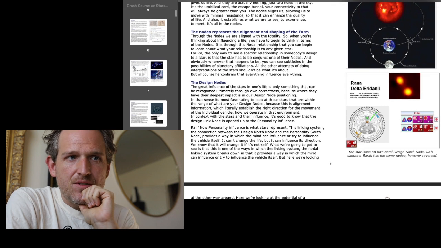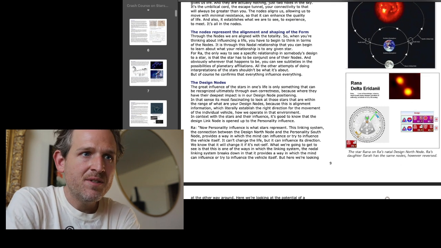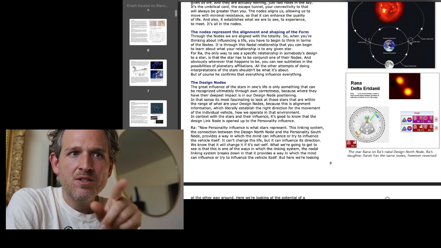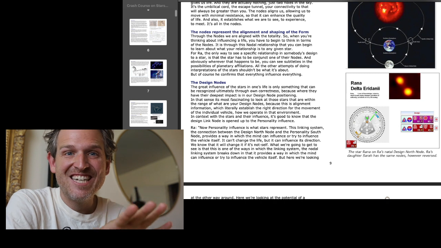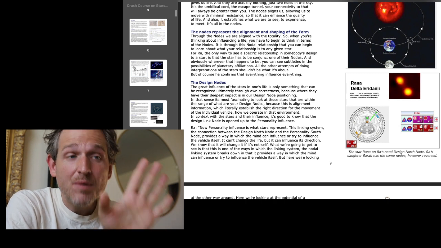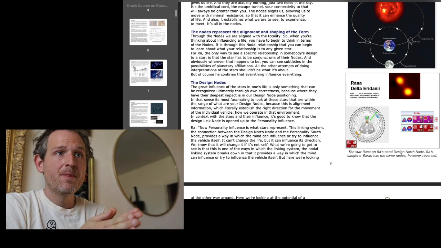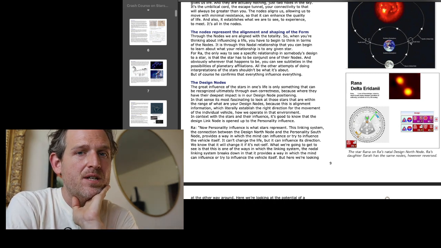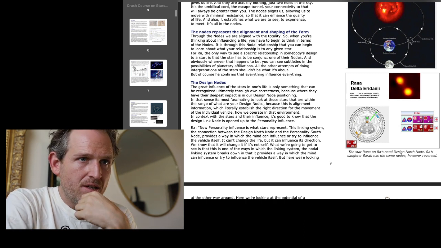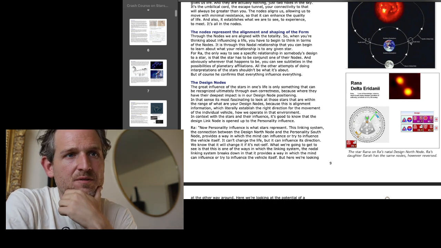The design nodes. The great influence of the stars in one's life is only something that can be recognized ultimately through one's own correctness, because where they have their deepest impact is in our design node position. So that's interesting. I was actually looking at my design nodes. They are 12 and 11. My north node is 12 and my south node is 11.